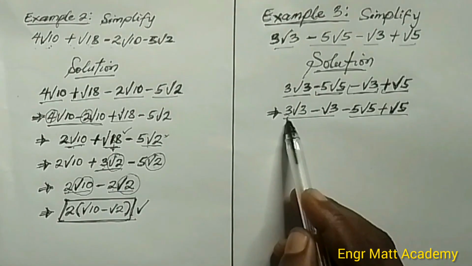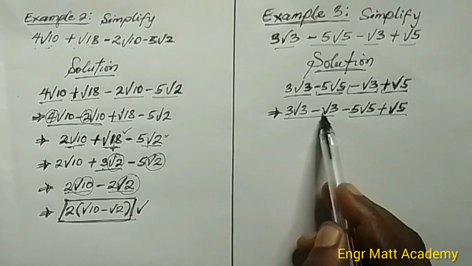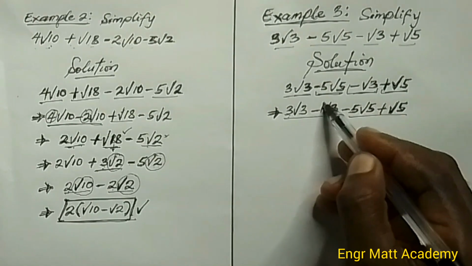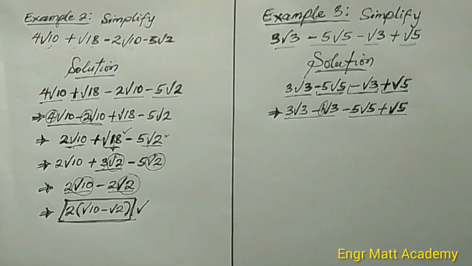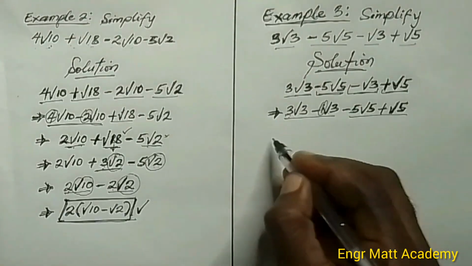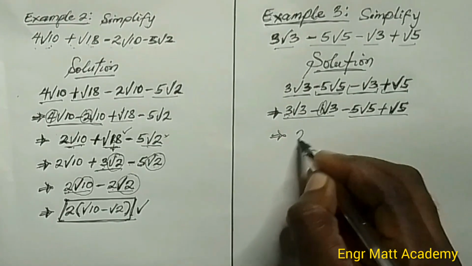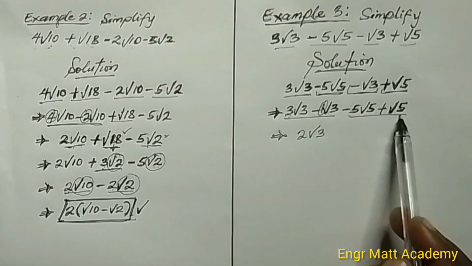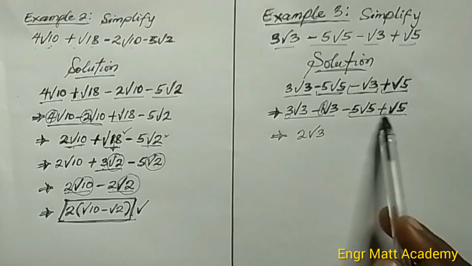Here, the coefficient is 3. But here, the coefficient is 1, even though it is not written. The coefficient is 1. So we say 3 minus 1. That will give us 2. Therefore, we have 2 root 3 on this side. On this other side, we have minus 5 root 5 plus root 5.